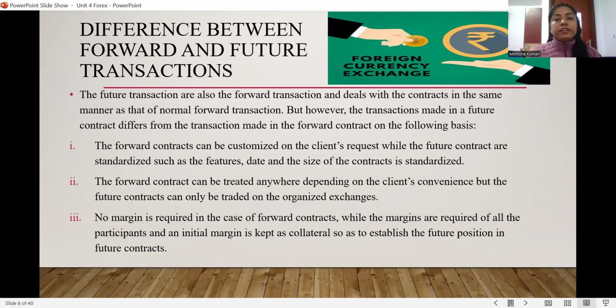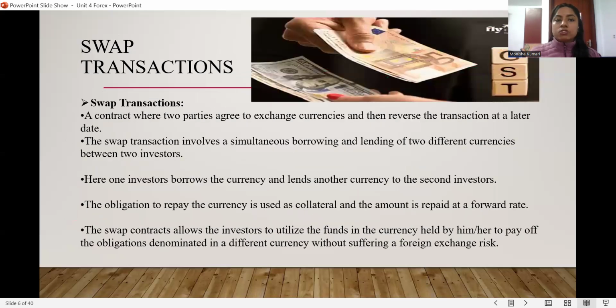form, because we have already seen the major first difference is the standardization. So standardization deals in the organized exchange market only. There is nothing as per the client convenience; this future contract is not going to be there. There is no margin required in case of a forward contract, whereas there is a need of maintaining the margin. Initial margin is kept as a collateral, as a security for the future position in terms of the future contract.